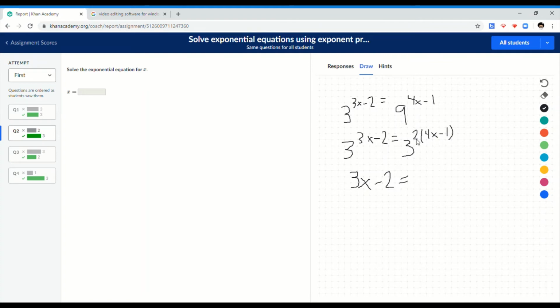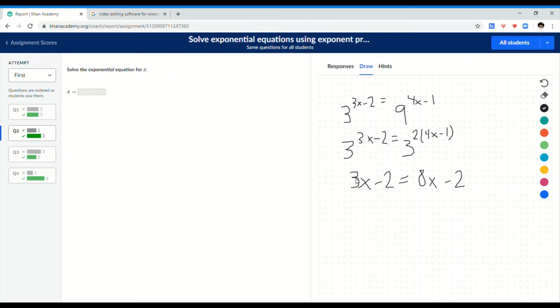And instead of writing 2 times the quantity of 4x minus 1, I'm just going to go ahead and distribute and go 8x minus 2. And I'm going to leave it right there for the rest of you to do. I'm going to give you a hint, of course.